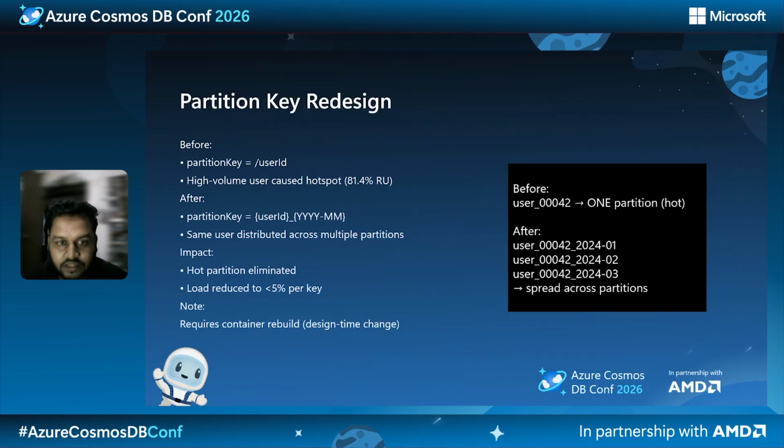As a result, the load on a single key dropped from over 80% to under 5%, effectively eliminating the hot partition. One important thing to note is that changing the partition key requires rebuilding the container. So this needs to be planned carefully.